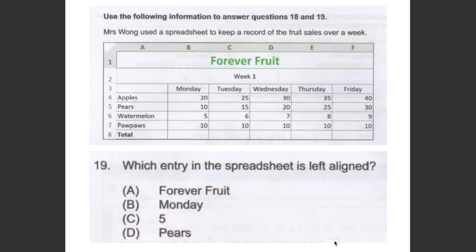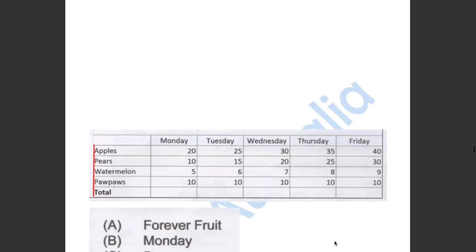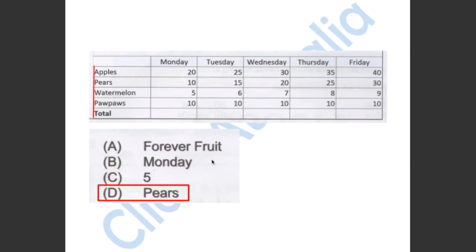This question asked us which entry in the spreadsheet is left aligned. Let's move to the explanation. As you can see in this Excel document, the word pairs is left aligned, so the answer has to be D.